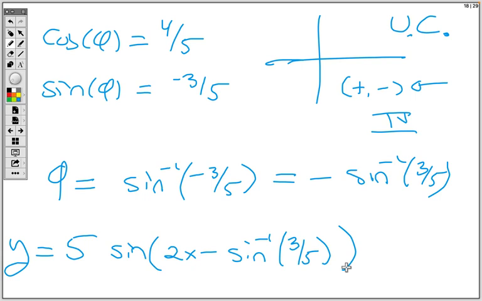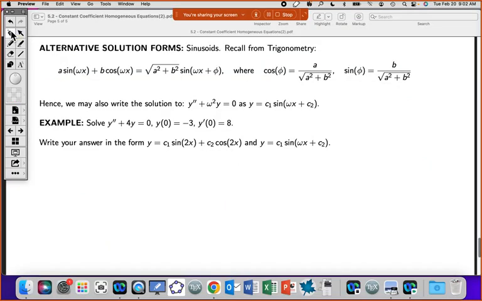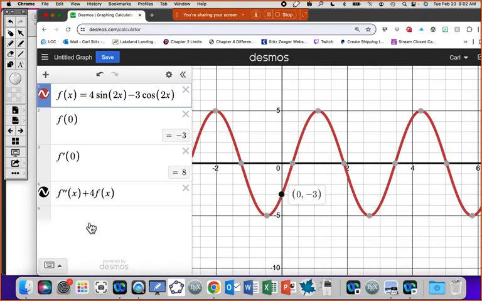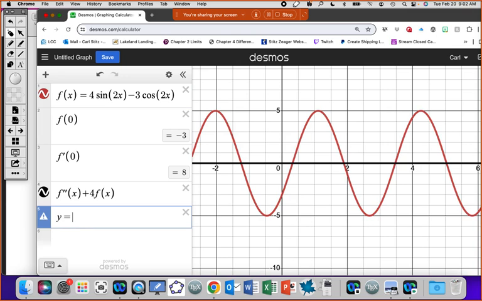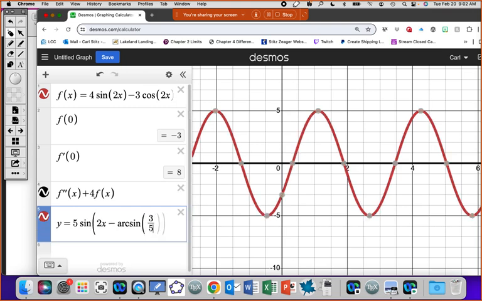And once again, we can check this graphically. We can see how this matches up with what we had before. So y equals 5 sine of 2x minus the inverse sine, I'm going to write it as arc sine in Desmos because I don't trust it, of 3/5. We'll make it a different color. So there's the solution as we had it. There it is. Okay.